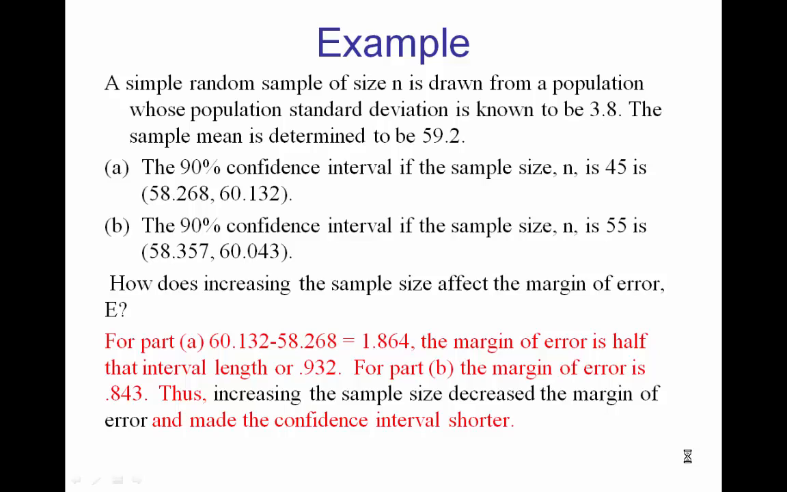For part A, our interval is 1.864, so the margin of error is half that, or 0.932. For part B, the margin of error is 0.843. Thus, increasing the sample size decreased the margin of error and made the confidence interval shorter.